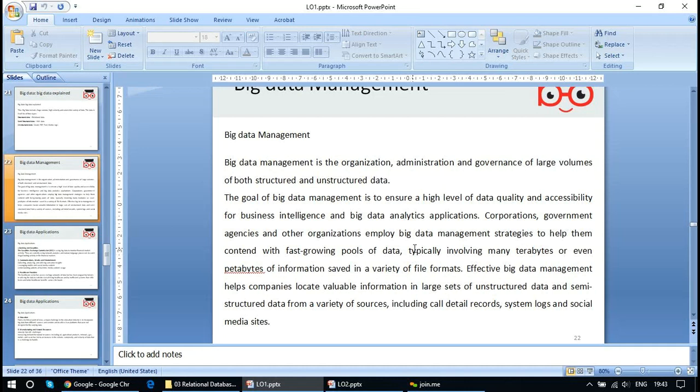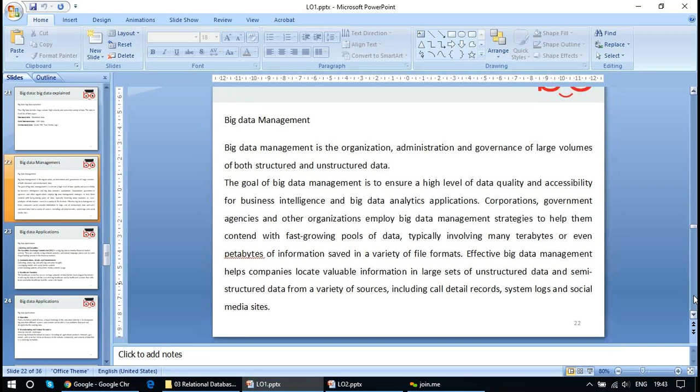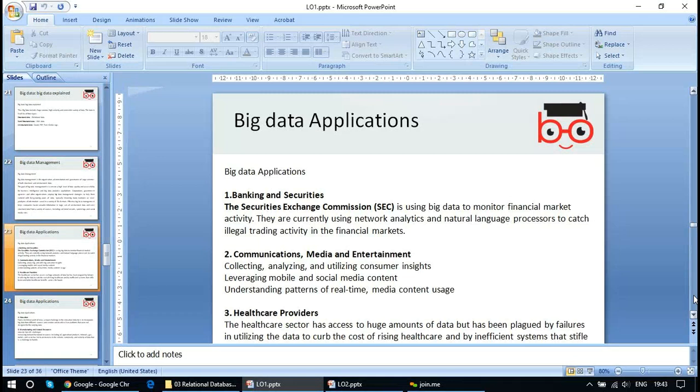Corporations, government agencies, and other organizations employ big data management strategies to help them contend with a fast-growing pool of data. So simply, when it comes to usage of data at large scale, big data is used. However, we are focusing on the relational database only at the moment, so let us move further and not go into the details.